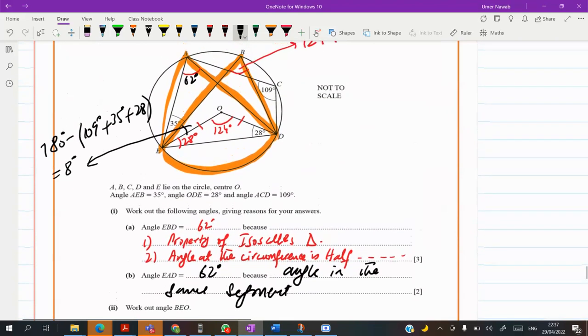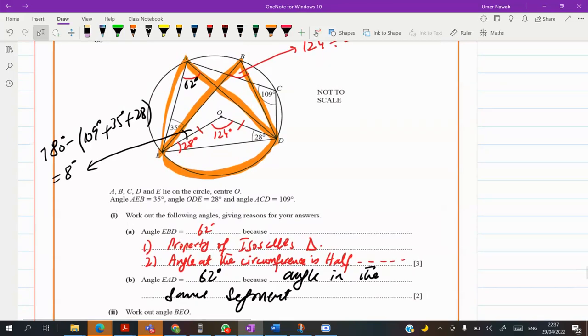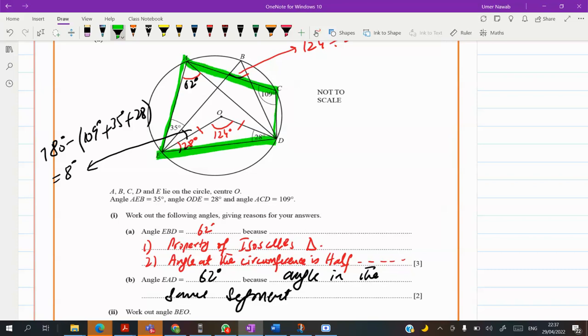We use the cyclic quadrilateral property. I'll show you how I did this. Cyclic quadrilateral property. You can check that. I use this, then this angle, and this angle I used.